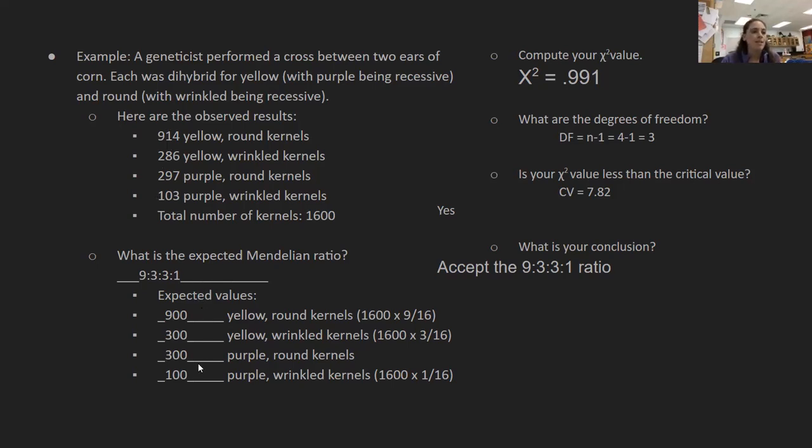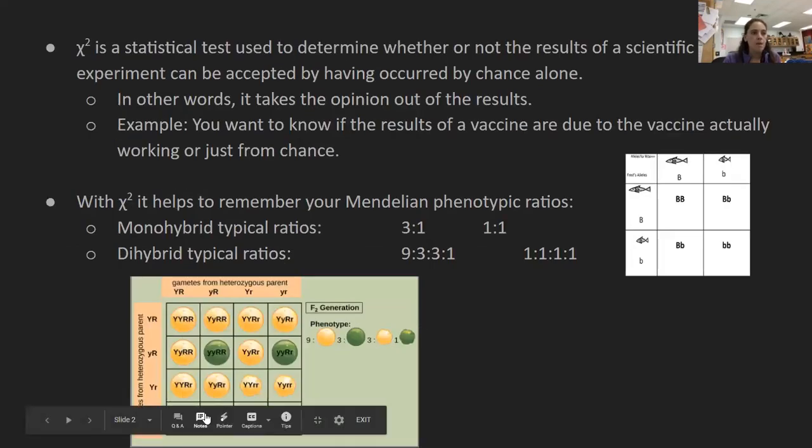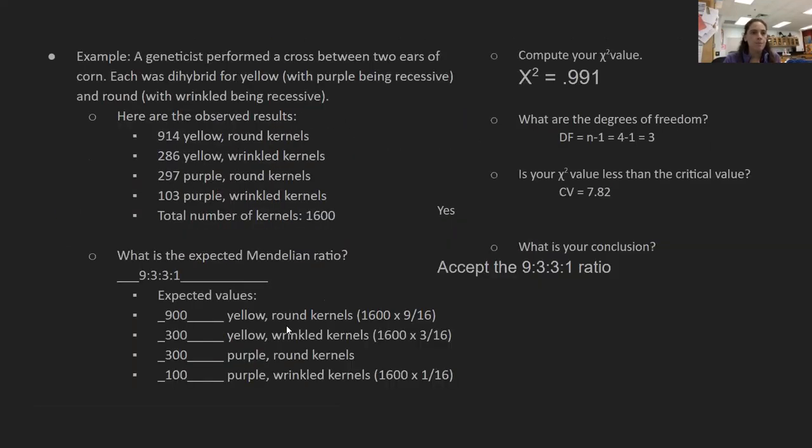So as far as our expected values go, here's the math I did. I took our total number of offspring, multiplied it by 9 out of 16. If I go back here, this ratio we originally had 16 squares to it. For yellow wrinkled, I did the number of offspring times 3 out of 16. I did that for also the purple round. Then when both of them were recessive, 1,600 times 1 over 16 gives me 100.